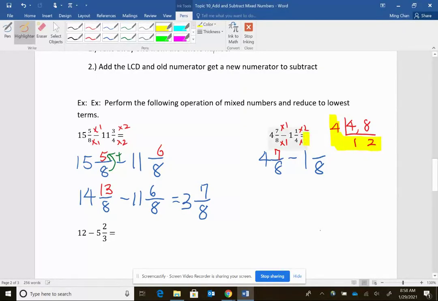All right. So here, my numerator times by 2, which is 2. So 7 is enough to subtract the 2, so I don't have to borrow. So 4 minus 1 is 5. 7 minus 2 is 5 over 8. And 5 over 8 cannot be reduced, so that's the answer.